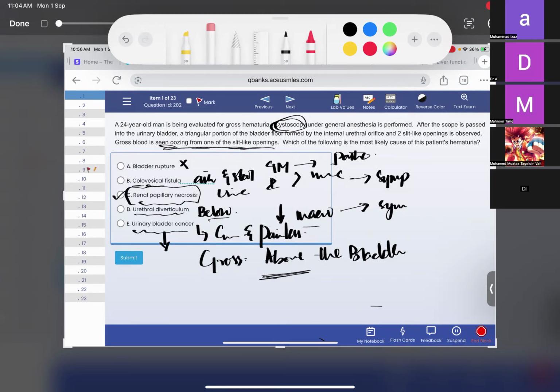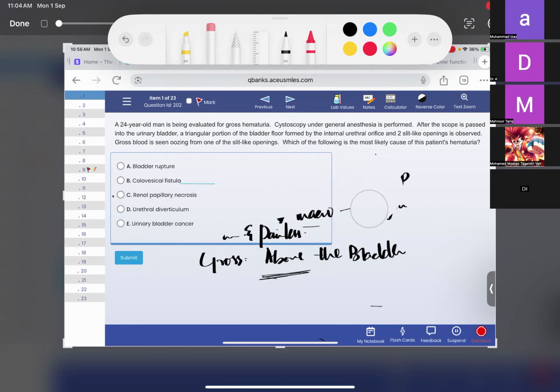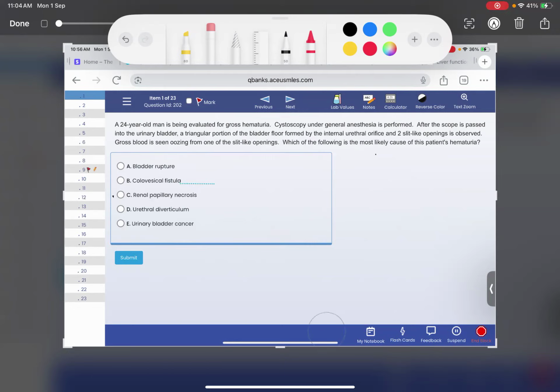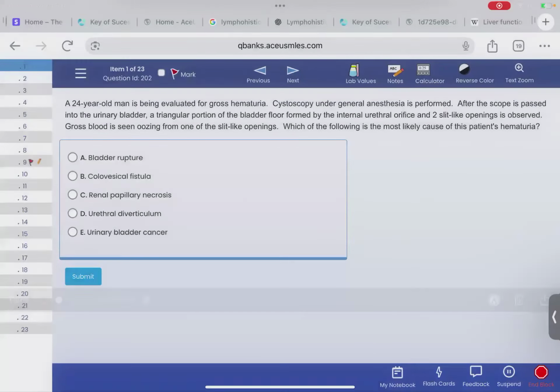Are you getting this? For papillary necrosis, shouldn't there be other symptoms also, like the casts and things like that? And the history is not very suggestive of it. Yes, as I told you in the previous class, most of the time in anatomy questions like this, they won't bother you with symptoms. In anatomy, they are mostly telling you the locations of the blood. Okay, sir. So which option is it?